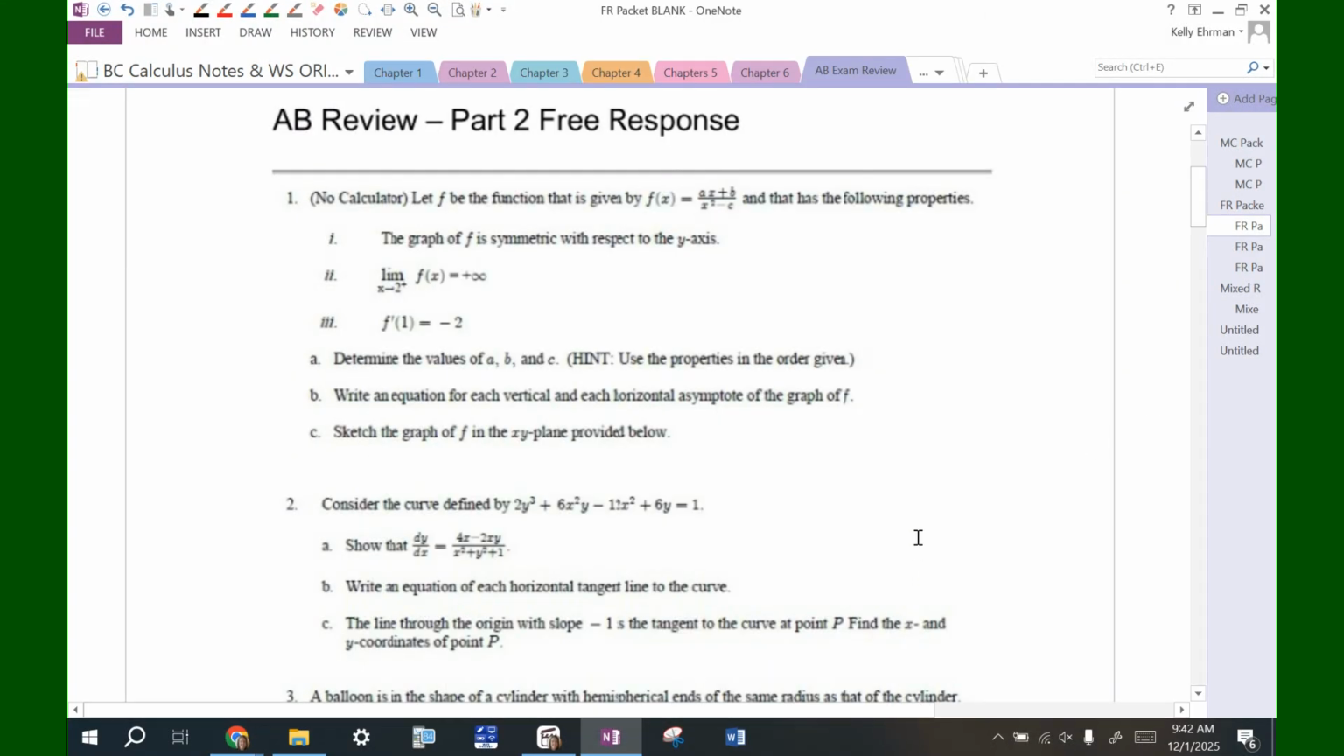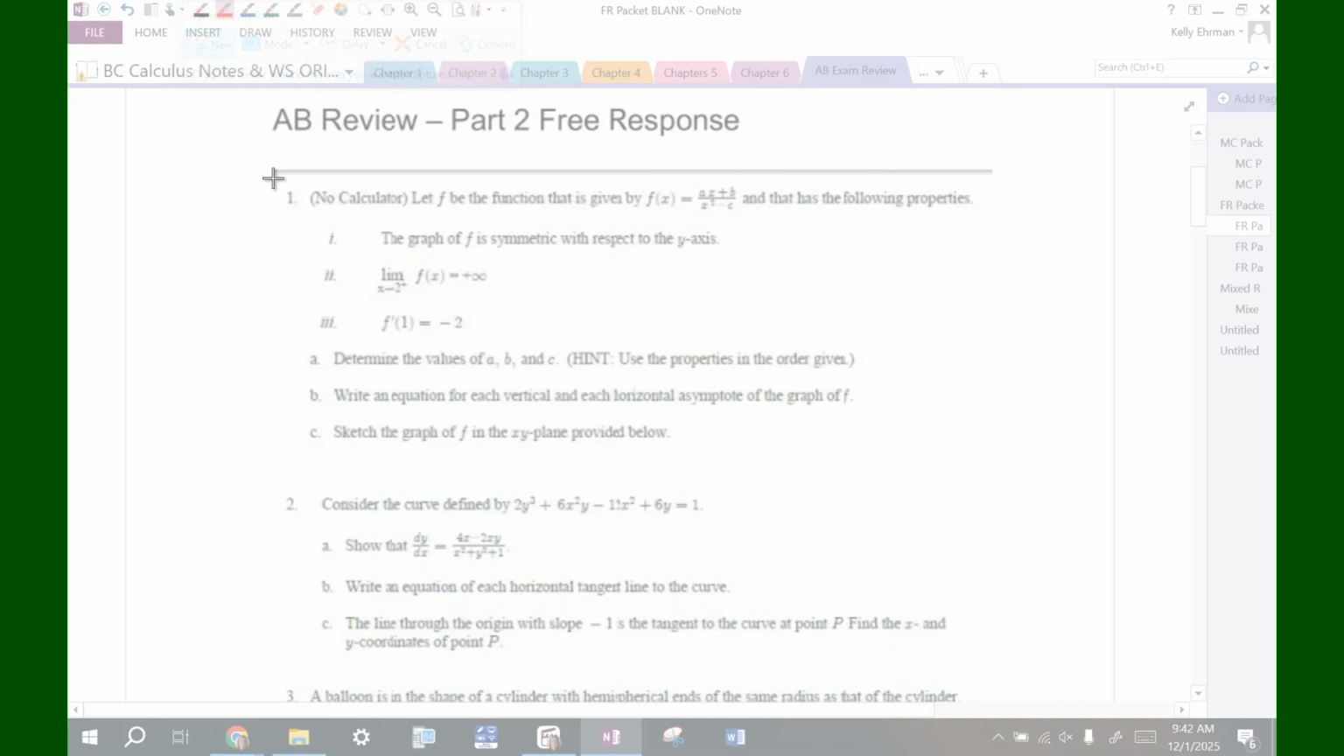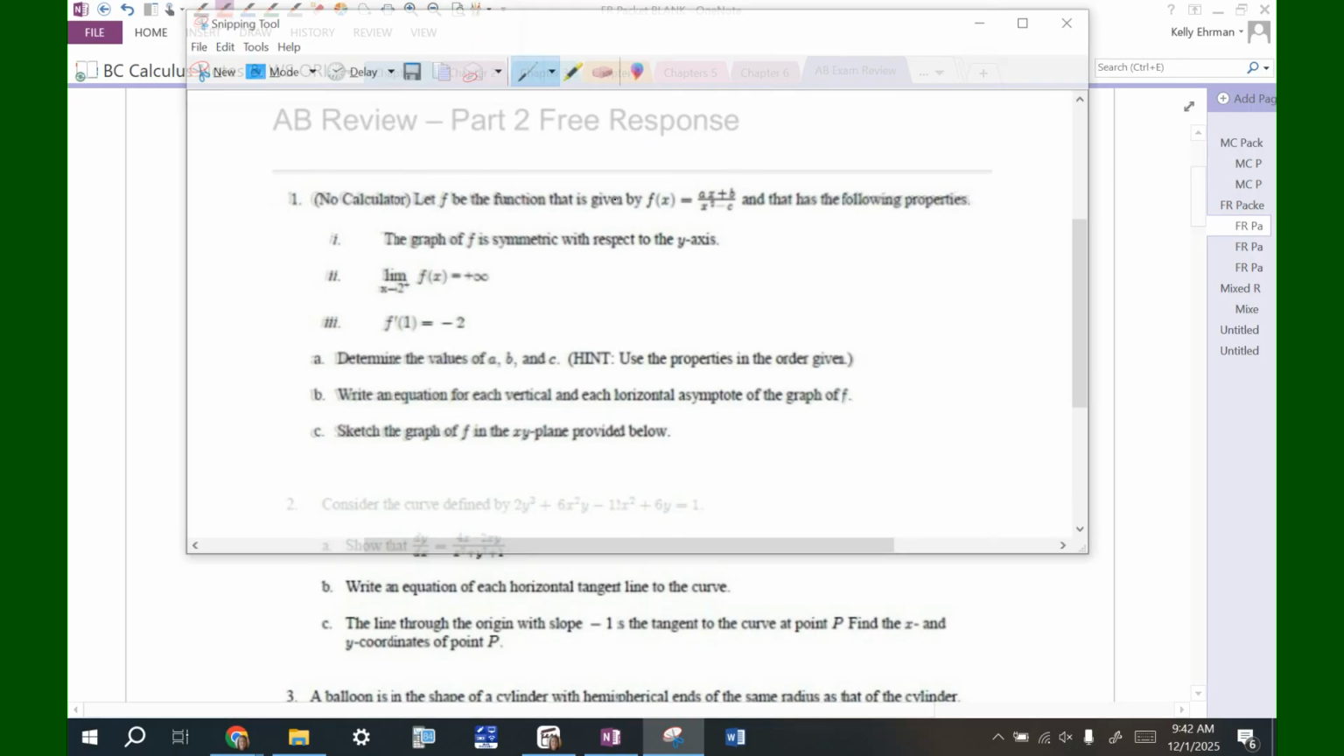All right, guys, this is the second part of the first semester exam review. These are no calculator problems, or at least this first one is. So I'm going to give myself a little bit more room. I would suggest you do these on a separate sheet of paper.